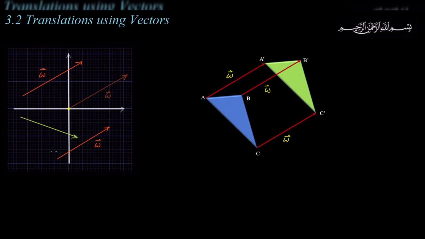Two vectors are not the same if they have the same length but different direction. And two vectors are not the same if they have the same direction but not the same length. So for two vectors to be the same, they have to be congruent, let's say. They have to have the same length and the same direction. So this green vector here, you have to use a different name for it. Let's say vector v.